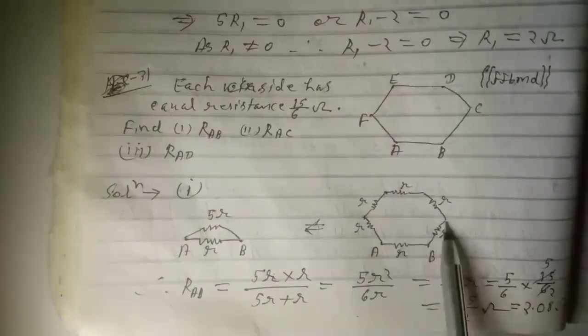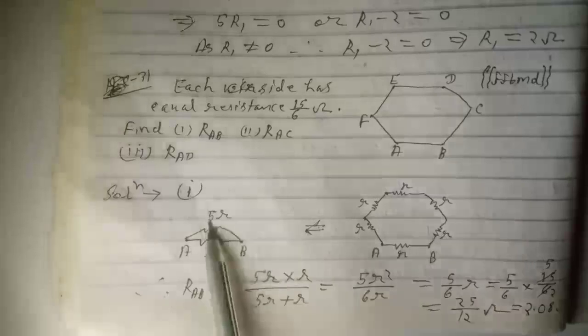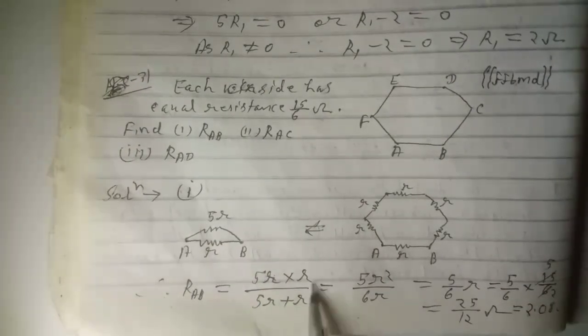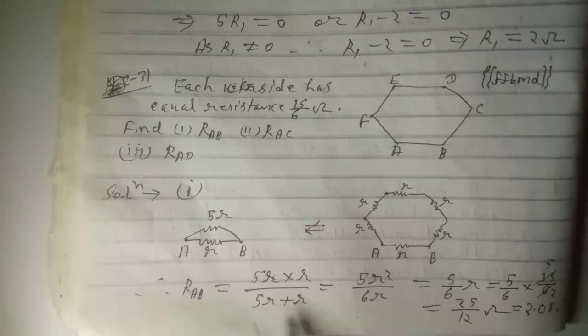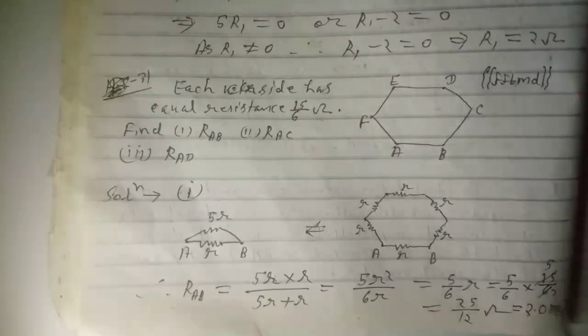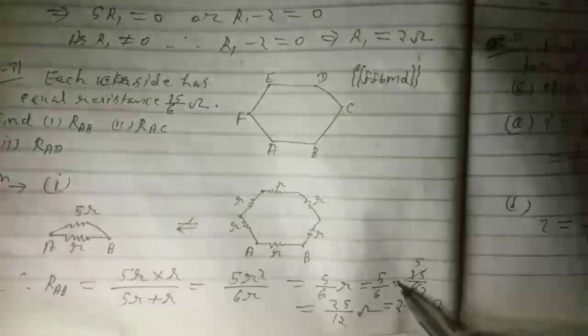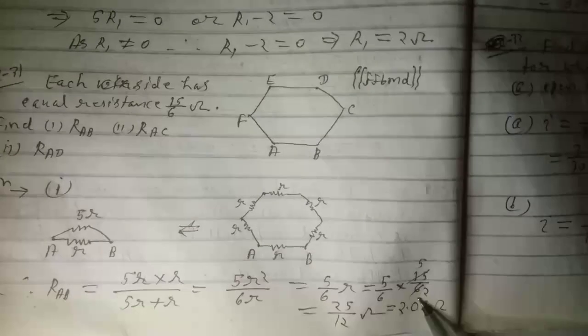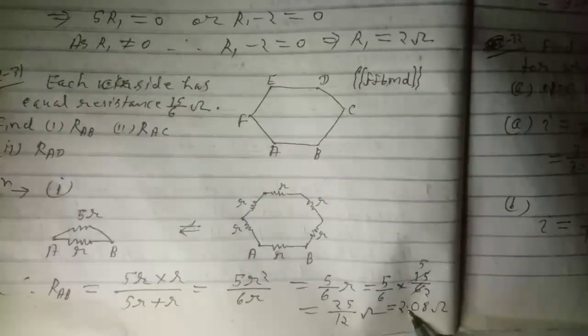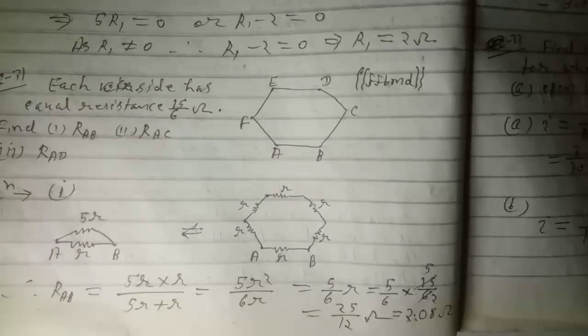These are in series, so R plus R and so on add up to 5R. So these are now in parallel. So RAB will be 5R into R divided by 5R plus R, equals 5R square by 6R, or 5 by 6 R, equals 5 by 6 into 15 by 6, equals 25 by 12 ohm, or 2.08 ohm. Answer. Next, second case.